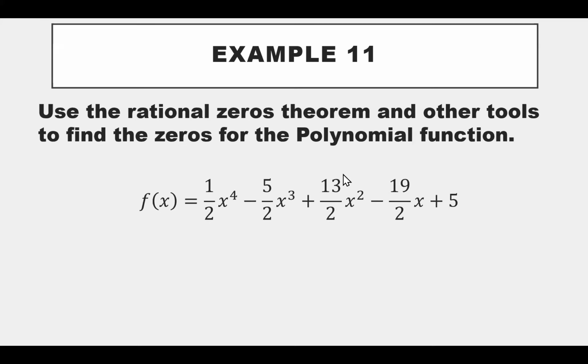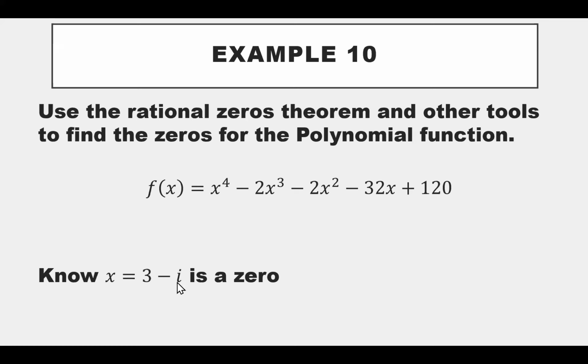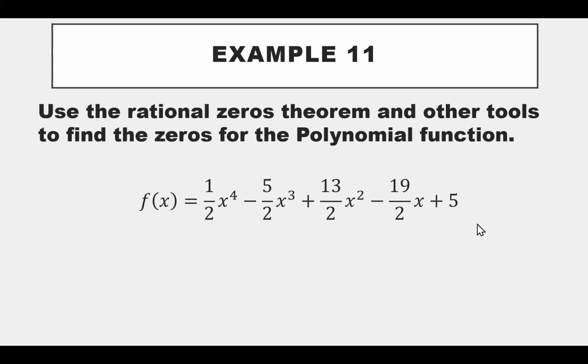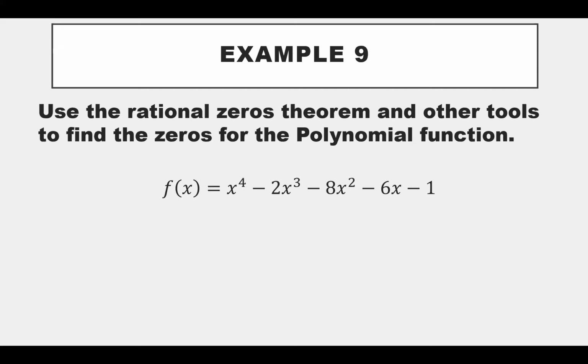Obviously, these tools aren't complete. Like if I didn't know that 3 minus i was a zero of this one, I would have been stuck in example 10. So there are some polynomial functions that are really hard to deal with, but most of them I can find a 0 for, a rational 0 for.